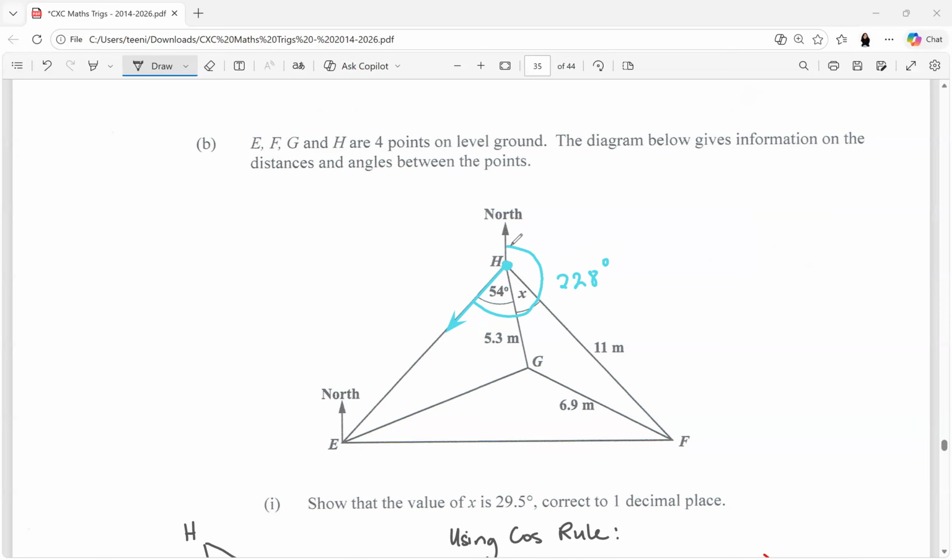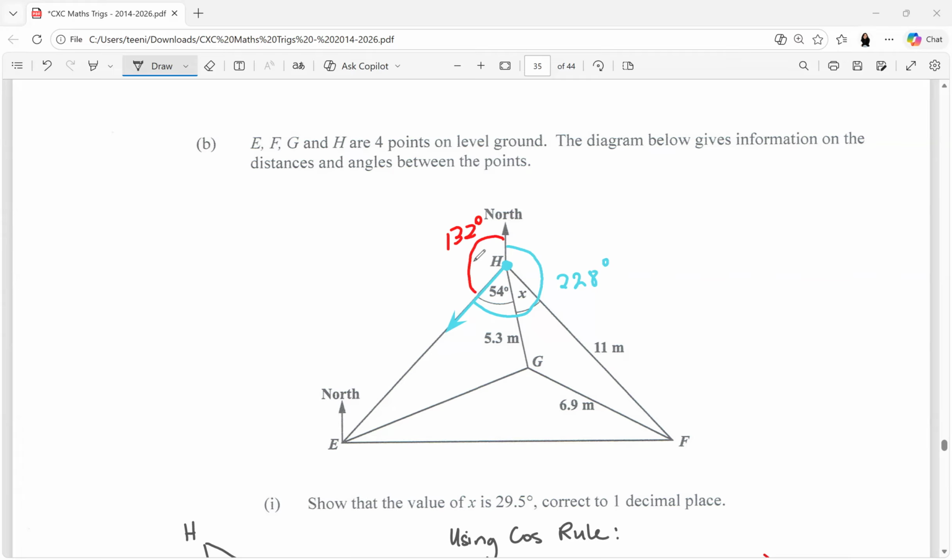And of course, if that's the case, then I can find this angle over here because these are all angles around a point, and angles around a point add up to 360. So 360 take away 228 is 132 degrees. So this angle on the inside here is 132 degrees.